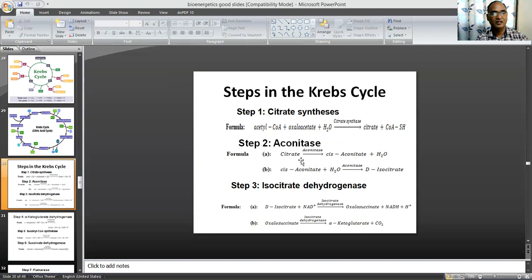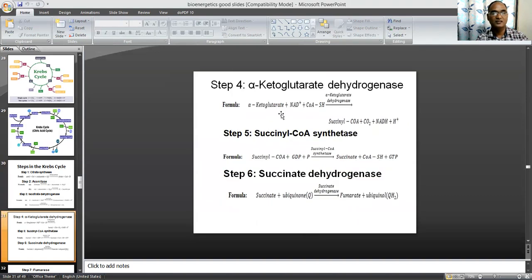And the second step is aconitase. Here citrate is converted into cis-aconitate. This aconitate is again modified into isocitrate. In the third phase, isocitrate is combined with NAD and forms oxalosuccinate. This oxalosuccinate is again converted into ketoglutarate. In the fourth phase, ketoglutarate combines with NAD plus CoA-SH and forms succinyl CoA, and carbon dioxide, NADH and hydrogen are released.